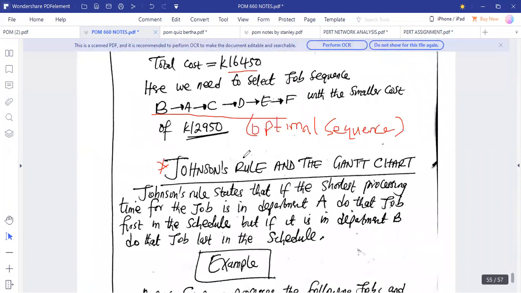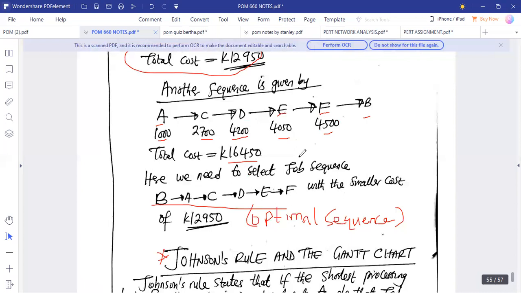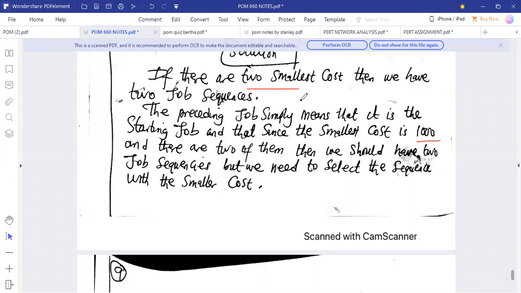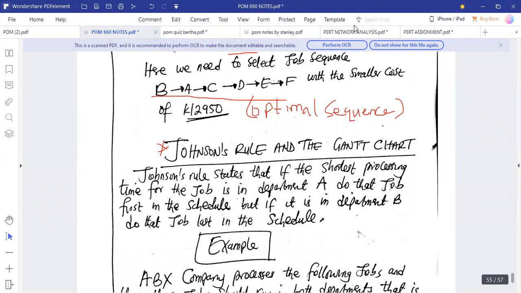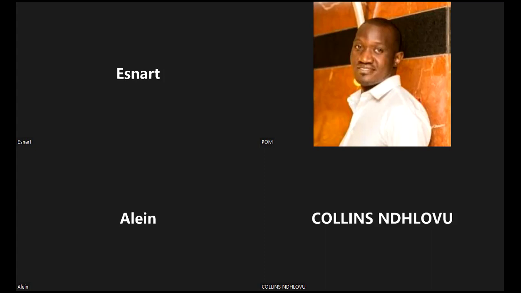Since it's clear so far, you just need to go through these notes. Then we also need to have time to come and revise, to go through questions from the past papers and the pamphlet. So since it's clear, we can have the other subtopic, Johnson's rule, in the next class.